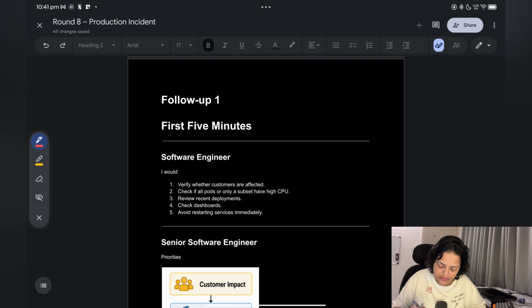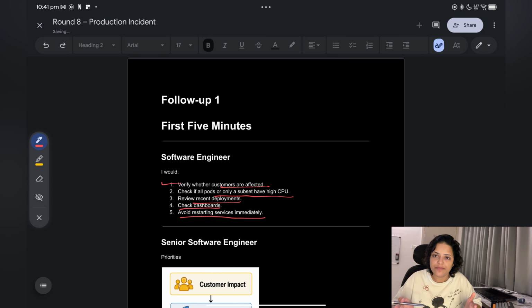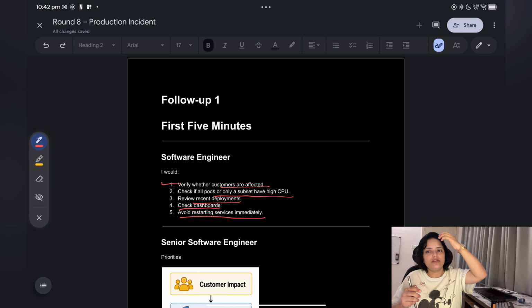So a software engineer will say that I would verify whether customers are affected. Check if all pods or only a subset have high CPU, meaning whether all pods are affected or only some of them. Or review recent deployments, then check the dashboard, and avoid restarting services immediately. First he will find the RCA, and then whatever is required on the basis of that, he will take the action.